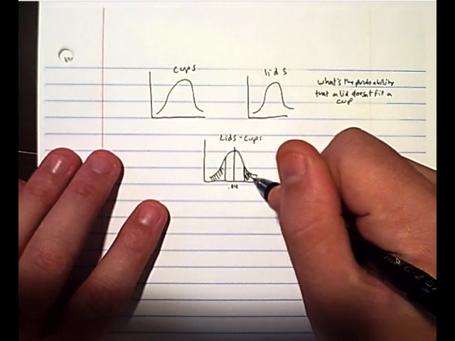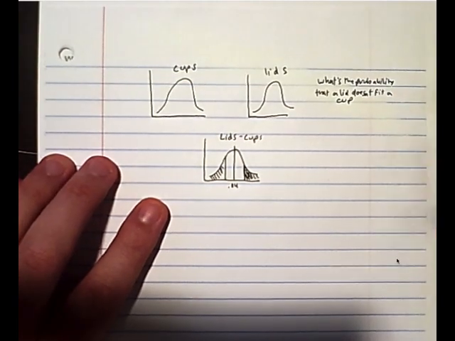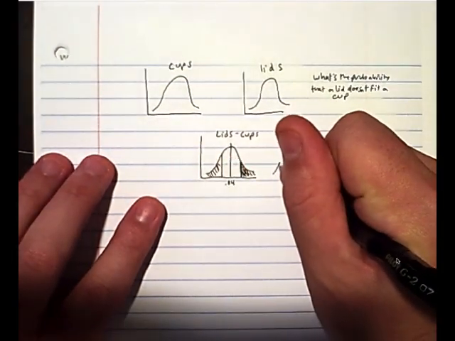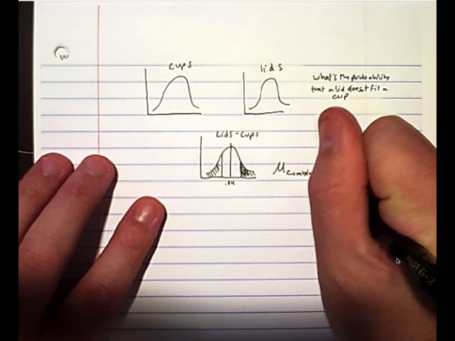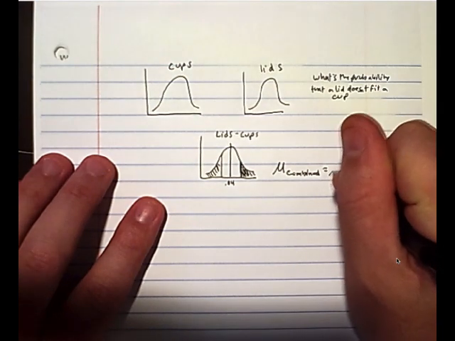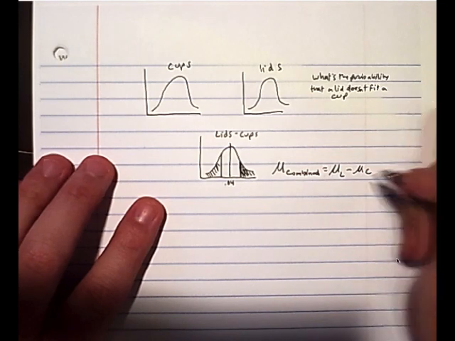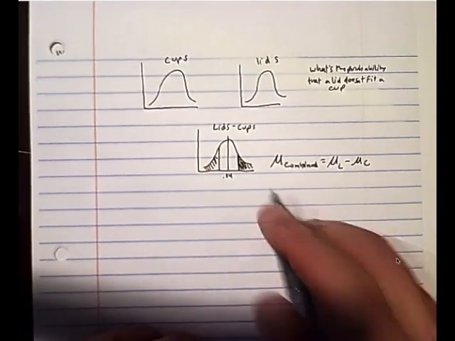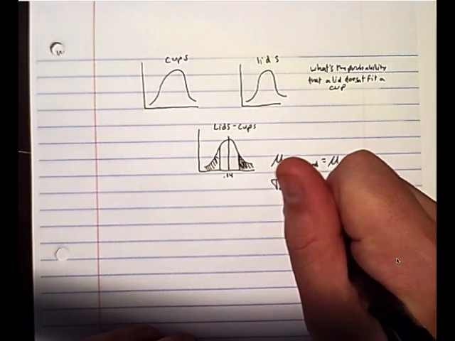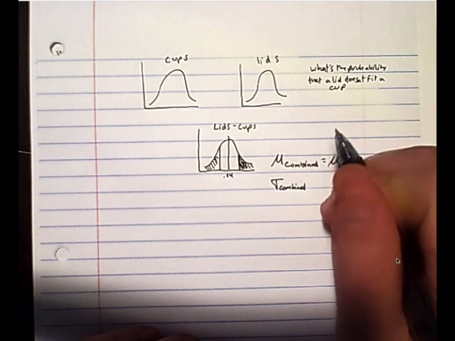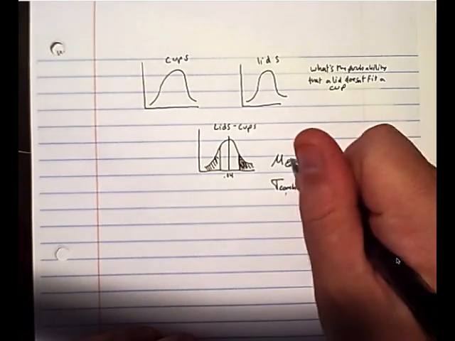then it wouldn't work. When we combined them, we found this mean by taking the mu of the lid minus the mu of the cup. And the spread of the combined, or you could say difference instead of combined, maybe I should call that difference.